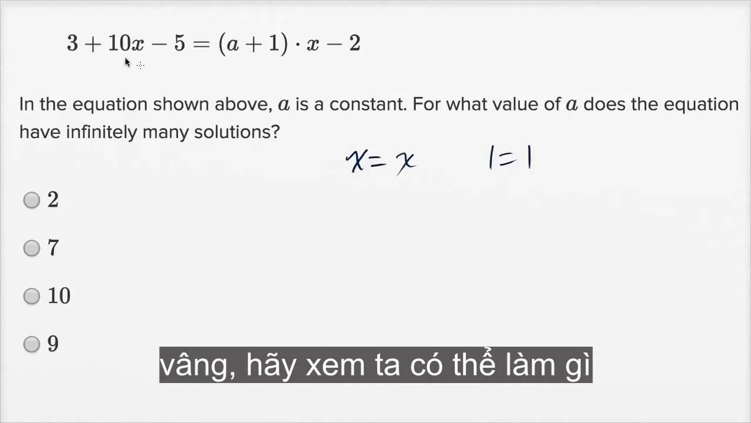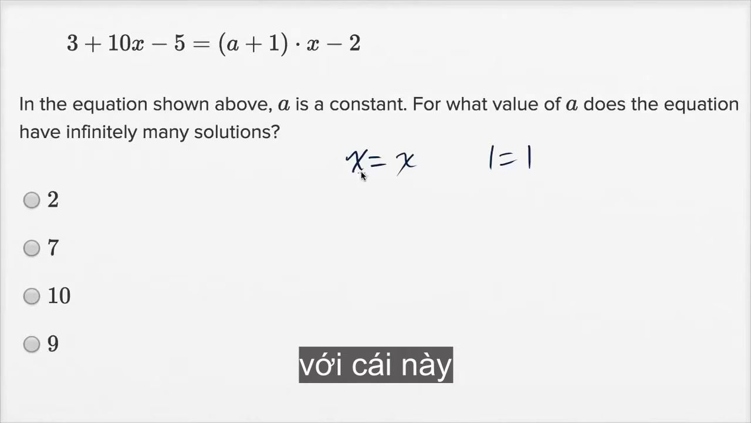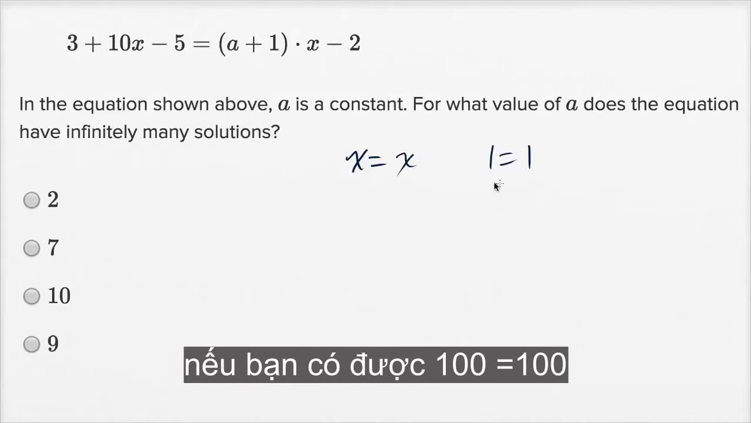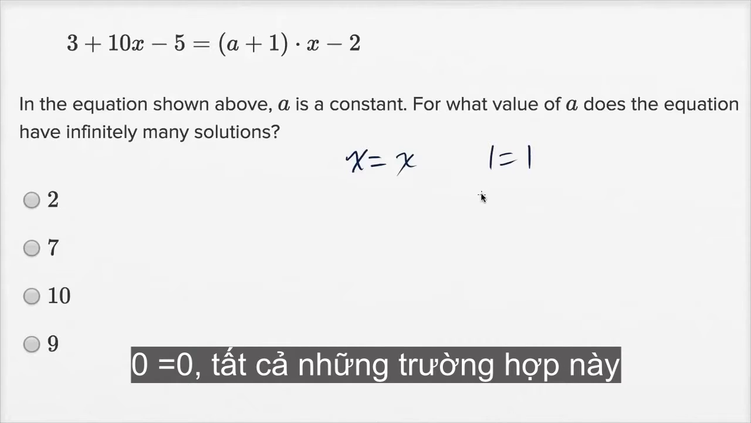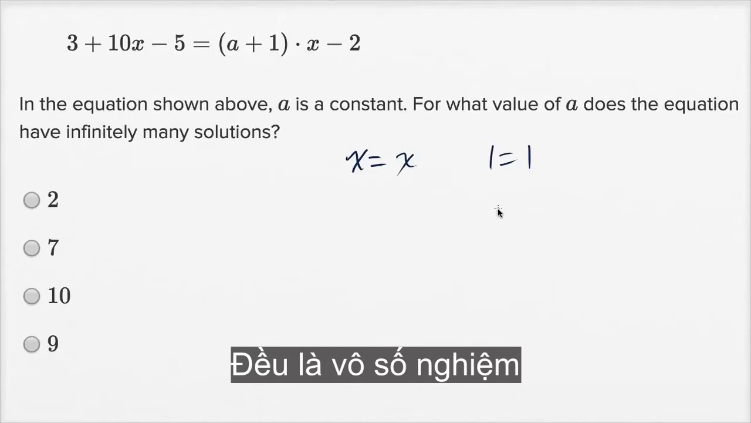So let's see what we could do with this thing right over here. If you got 100 equals 100, that would have infinitely many solutions. 0 equals 0. These will all be situations where you have an infinite number of solutions.